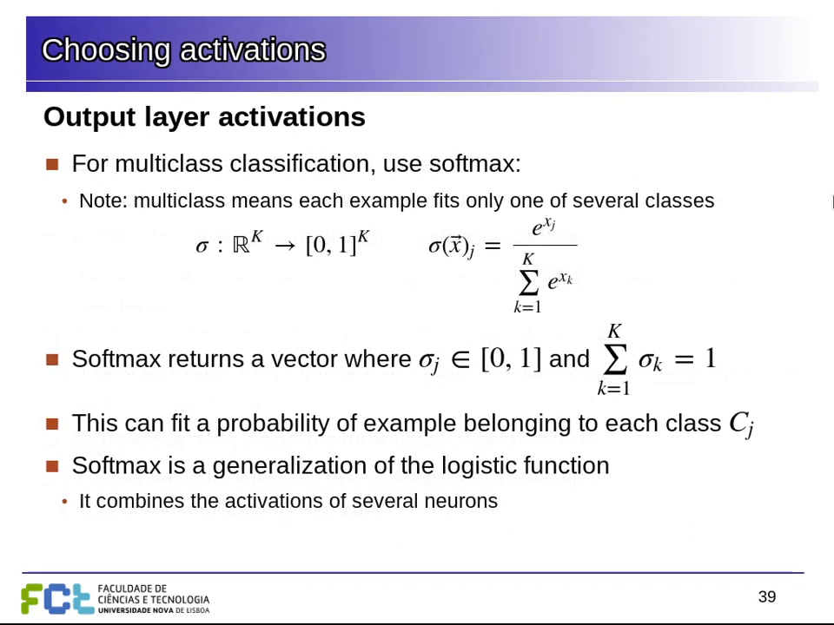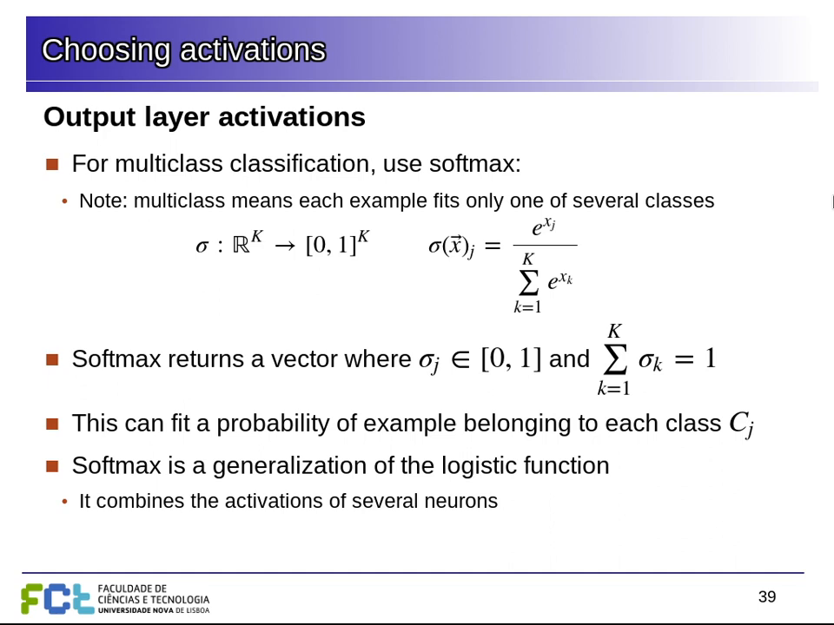Another type of problem is multi-class classification. This is different from multi-label because in a multi-class classification problem, the classes are mutually exclusive. Each example belongs to one class and only one class. So in that case, what we want the output to be is a distribution of values that tells us the probability of belonging to each of the classes. But each of the values must be between 0 and 1 because they are probabilities, and the sum of the values must be 1 because they are mutually exclusive classes.